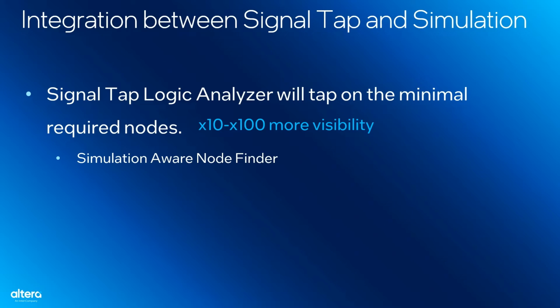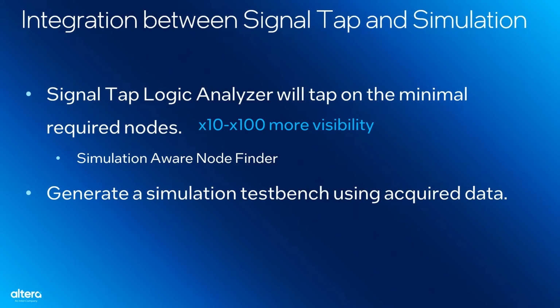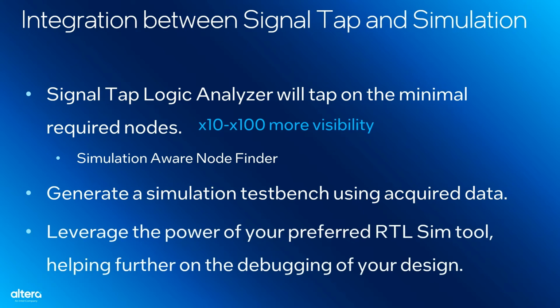With the acquired data, a simulation test bench can be generated that can be run in an RTL simulation tool. Multiple scripts targeted for different simulation tools will be generated. Run the simulation scripts in your preferred RTL simulation tool and look at the response of elements outside of SignalTap's visibility, leveraging the power of RTL simulation and further helping in your debugging process.